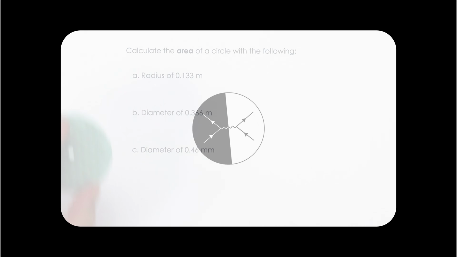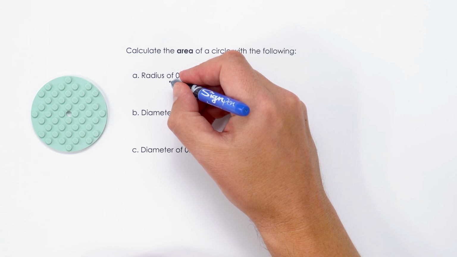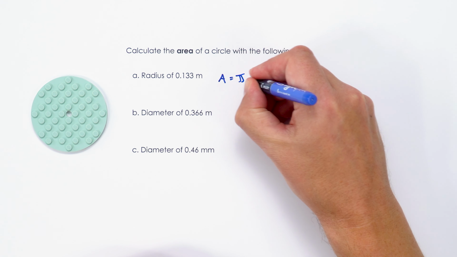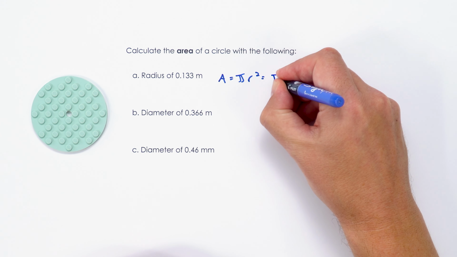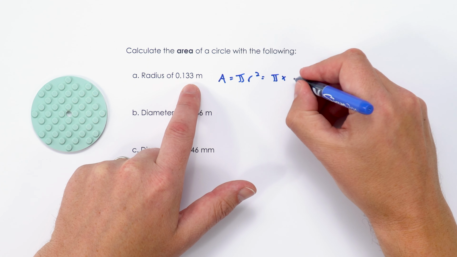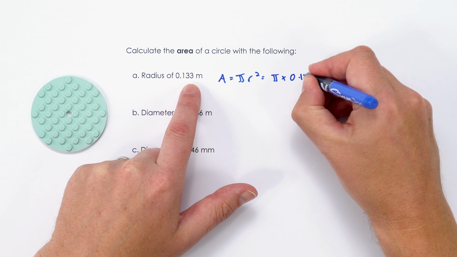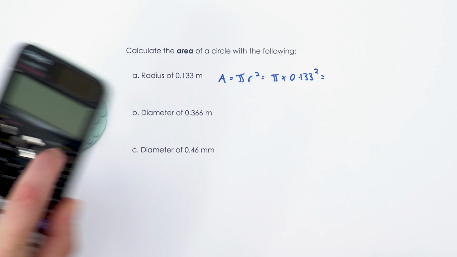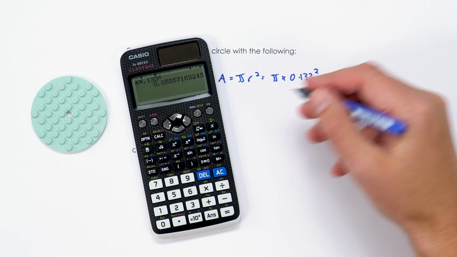In these examples, we simply need to work out the area of circles with the following dimensions. For the first one, we've been given the radius, and therefore we can just say that the area is equal to pi r squared, which is just pi times the radius, which they've given to us in meters as 0.133 squared.